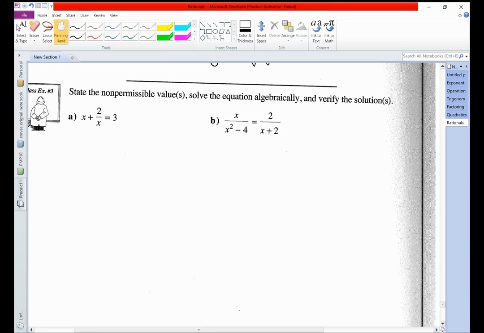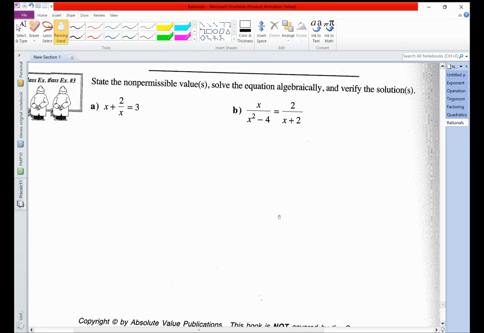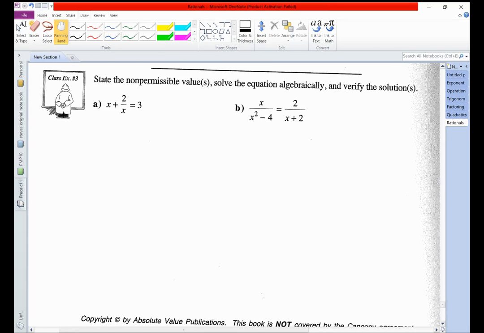State the non-permissible values, solve the equation algebraically, and verify the solutions. Okay, we can do that. We have (x plus 2) over x is equal to 3. So what I'm going to do is multiply every term by x to get rid of that x in the bottom. So I have x times (x plus 2) over x equals 3 times x. Those x's cancel, so x squared plus 2 is equal to 3x.